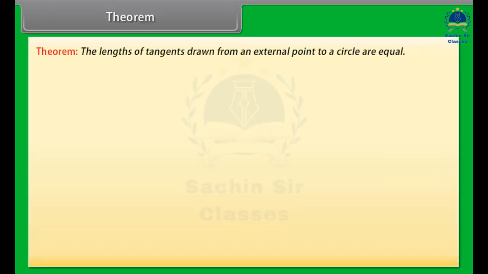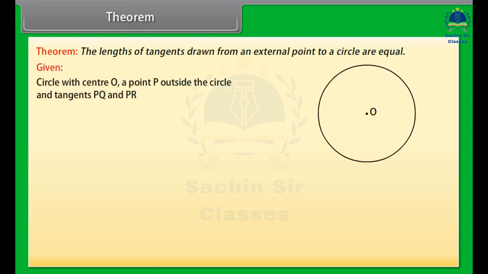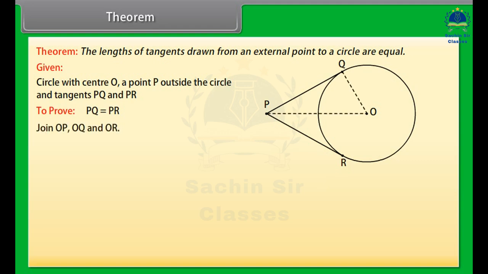Theorem: The lengths of tangents drawn from an external point to a circle are equal. We are given a circle with center O, a point P lying outside the circle, and two tangents PQ and PR on the circle from P. We need to prove that PQ is equal to PR. Let's join OP, OQ, and OR.